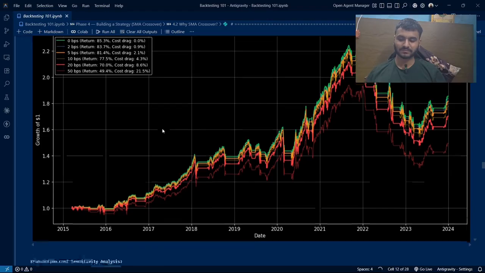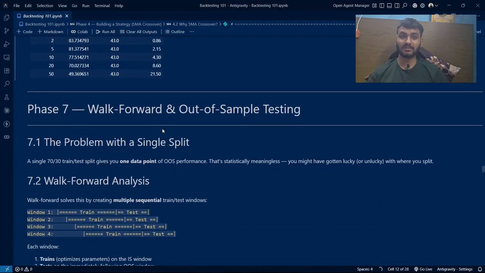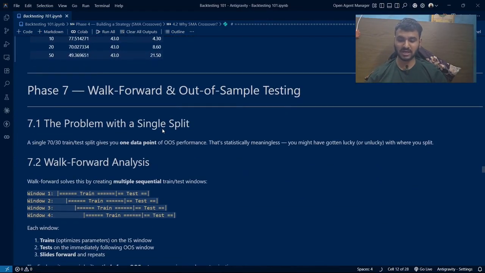Now, what do we mean by walk forward optimization and out of sample testing? The problem with a single split is that it gives you one data point of out of sample performance. That's statistically insignificant. You might have gotten lucky with the year at which you split the data. That's why, to validate and make sure your strategy is robust, you use walk forward analysis.